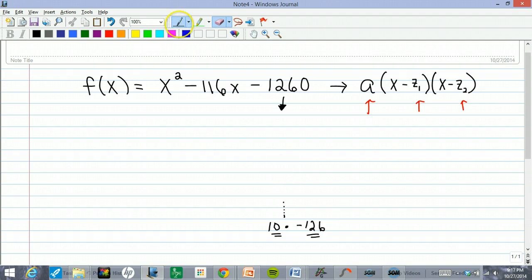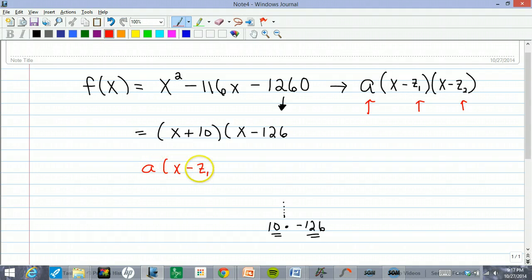And now we say that this factors into x plus 10 times x minus 126. So pretty silly, but that's it. We have the form we were looking for. Let me color code it back. A times x minus z1 times x minus z2. I think I lost a parenthesis along the way.